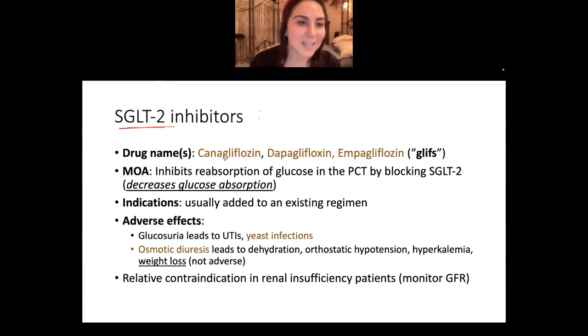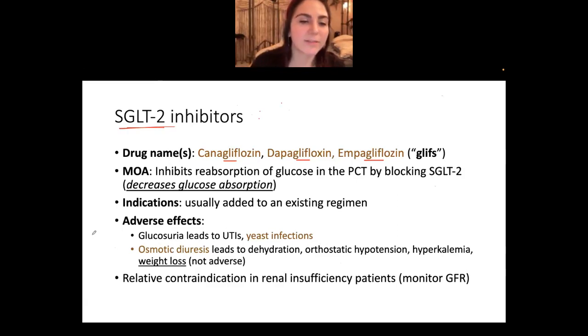So we've covered glits, glins, GLPs, and now our glyphs. So canagliflozin, dapagliflozin, and empagliflozin. These are your glyphs. These work by decreasing glucose absorption. So they just block glucose absorption because they just block SGLT2. So you're not getting glucose reabsorption in the PCT. Usually you don't give this as the primary drug ever. If anything, you give it in addition to like metformin or one of those other ones we've talked about.